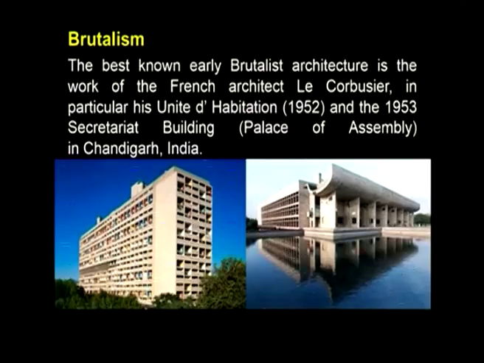One of the best known early works of brutalist architecture is by the French architect Le Corbusier, in his Unité d'Habitation and the Secretariat building for Chandigarh. These are the buildings here. They fall clearly within the category of large buildings made of exposed concrete, built quickly, and at the same time give a fortress kind of appearance, one for a government building and one for mass housing.